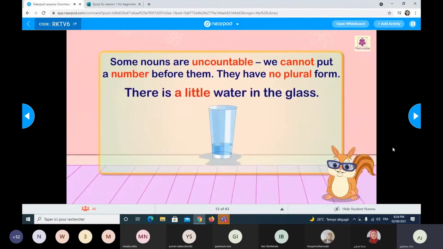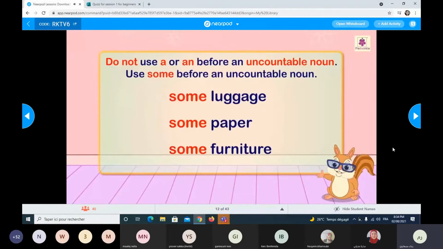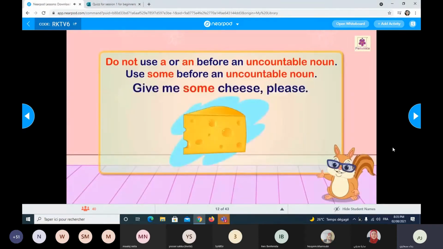We do not use a or an before an uncountable noun. We use some before an uncountable noun. Some luggage, some paper, some furniture, etc. For example, give me some cheese, please.